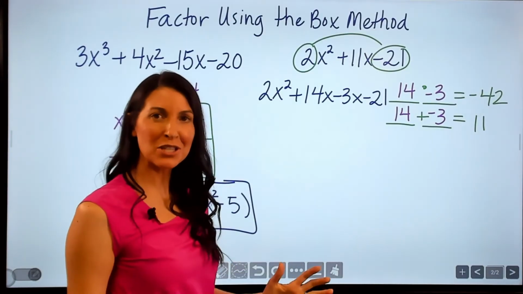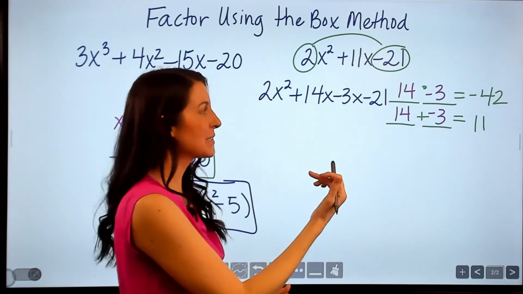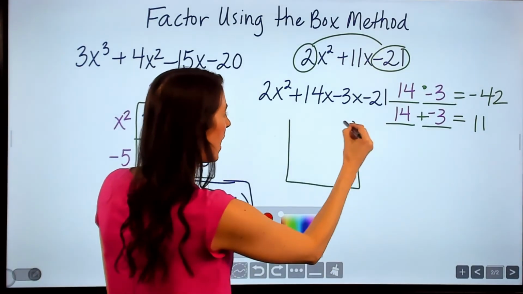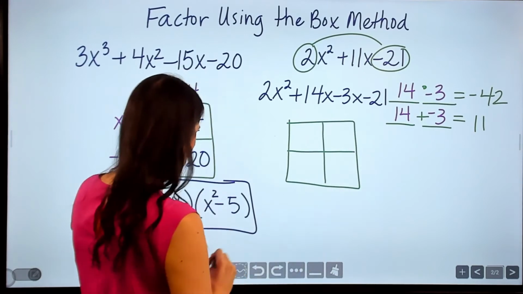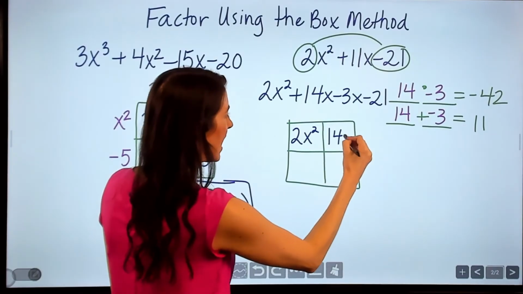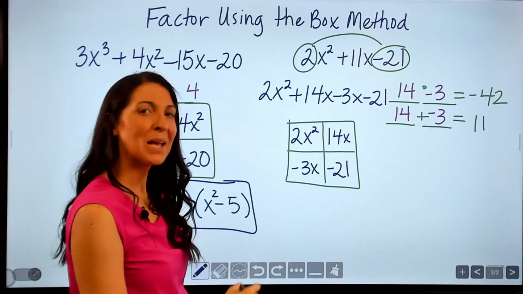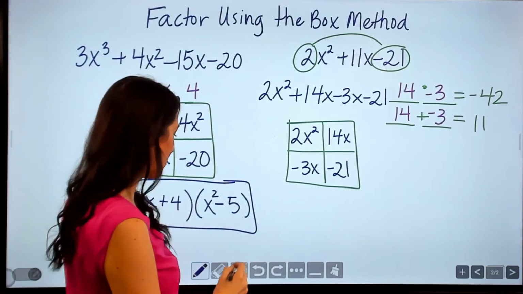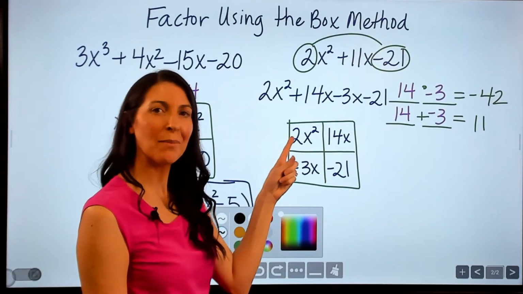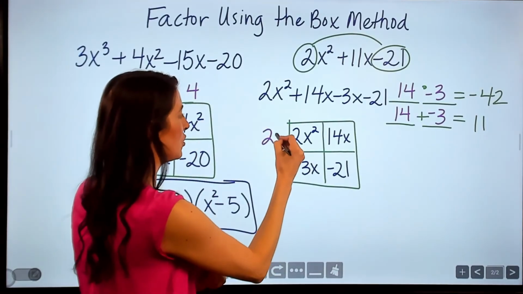And notice I haven't changed the problem at all, because if I combine these 2 like terms, I do get back to 11x. But now because I have the 4 terms, I can now draw my box and put those 4 terms into this 2 by 2 box: 2x squared, 14x, negative 3x, and negative 21. So let's do the same process I did on the previous problem. I'm going to look at this first row and ask myself, what is the greatest common factor between 2x squared and 14x? And the greatest common factor is 2x.